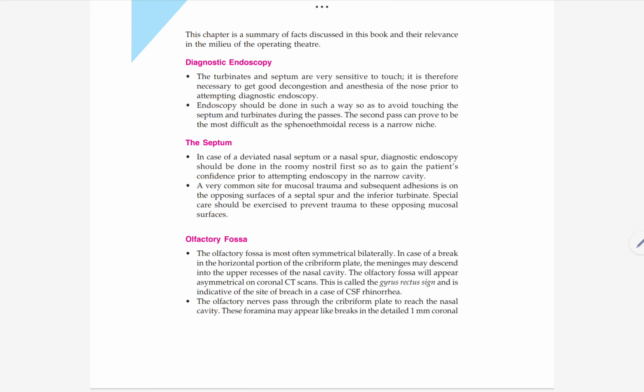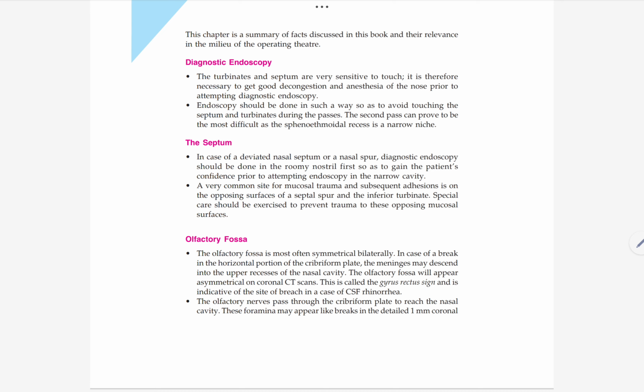Olfactory fossa. The olfactory fossa is most often symmetrical bilaterally. In case of a break in the horizontal portion of the cribriform plate, the meninges may descend into the upper recesses of the nasal cavity. The olfactory fossa will appear asymmetrical on coronal CT scans. This is called the gyrus rectus sign and is indicative of the site of breach in a case of CSF rhinorrhea.